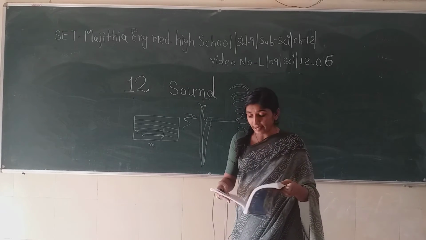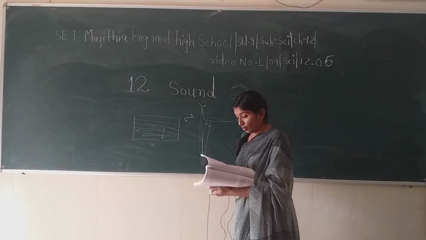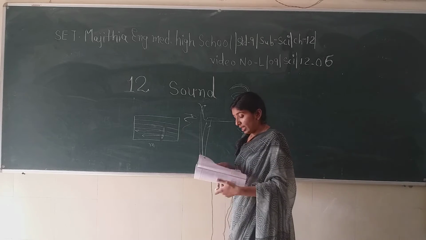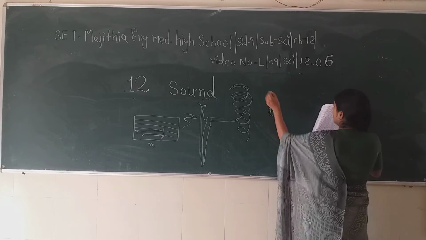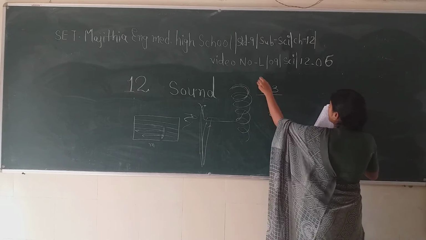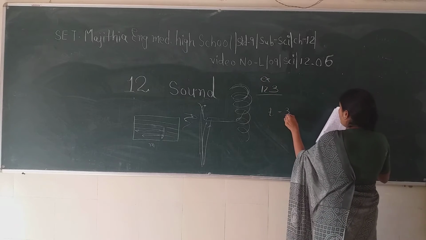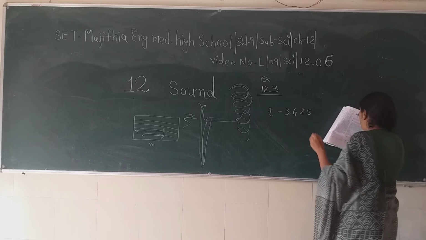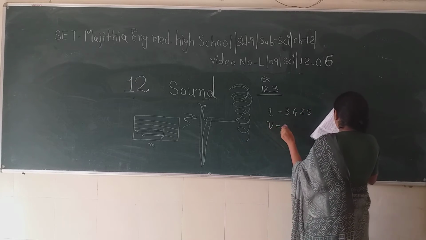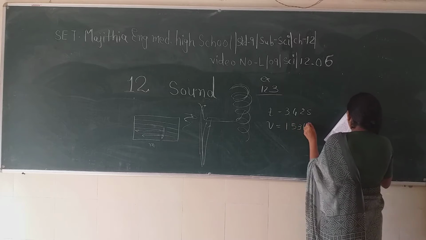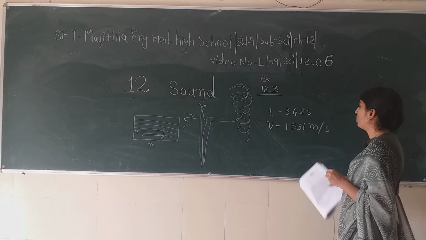Okay, next example: a ship sends out ultrasound that returns from the seabed and is detected after time 3.42 seconds. If the speed of ultrasound through seawater, so velocity, is equal to 1531 meters per second, what is the distance of the seabed from the ship?